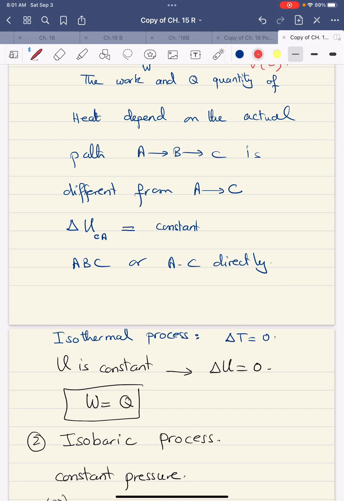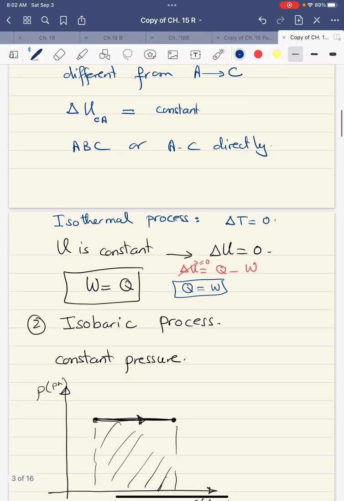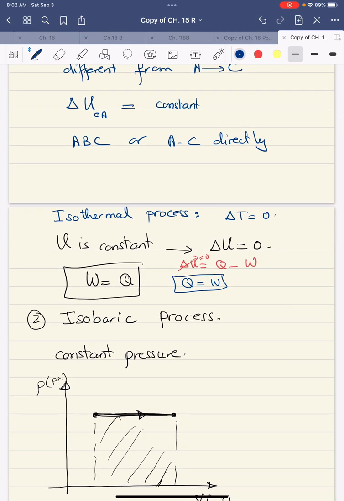Then in the first law of thermodynamics, delta U equals Q minus W, and this quantity is going to be 0. Therefore, I can write it in this form. In an isothermal process, delta U is 0, and the work done is going to equal Q.